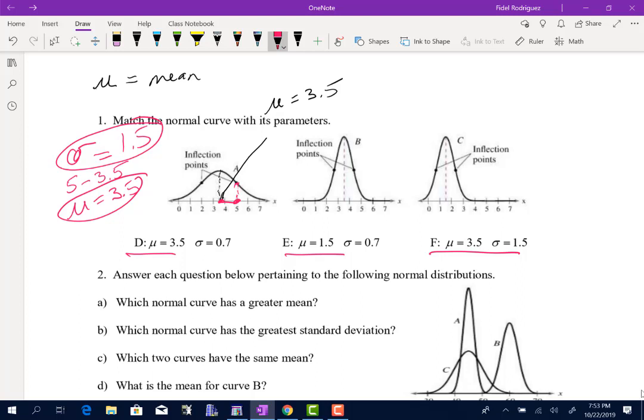F, right? Wouldn't it match up with F? Because didn't we say that our mean was 3.5 and our sigma was 1.5? Okay, so this graph here is going to go with F, all right? Now, let's do the same thing here.